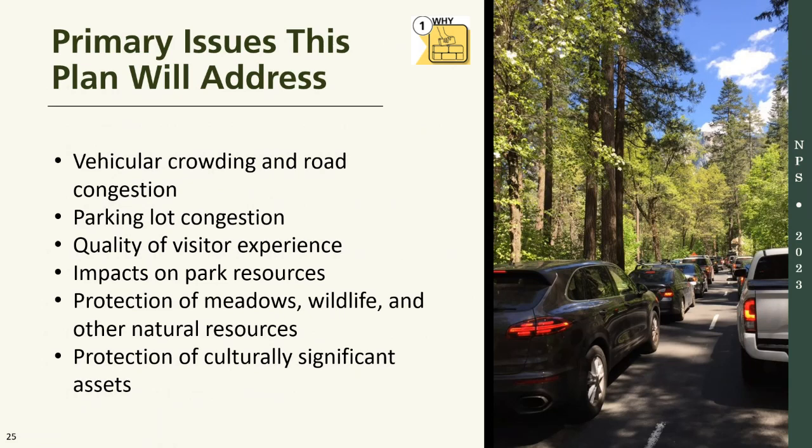The key issues we've identified are crowding on roads and parking lots from vehicle overload at peak times, impacts to the quality of the visitor experience when folks can't find parking, are stuck in traffic jams, are fighting their way up overcrowded trails or to overloaded viewing points, challenges in protecting natural and cultural resources due to overuse, misdirected foot travel, and overloaded facilities.